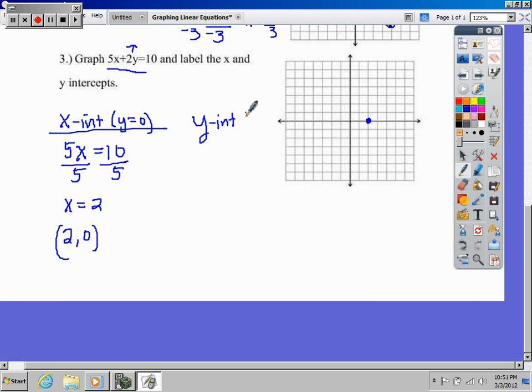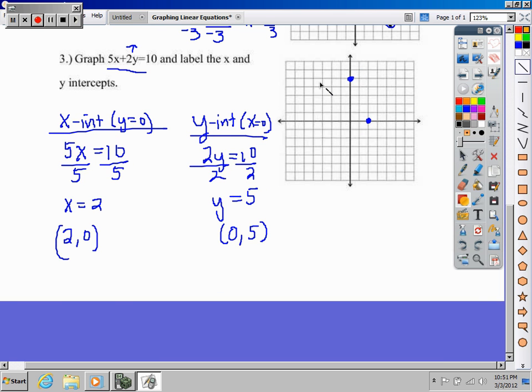So for the y-intercept, I set x equal to 0. So that would get me 2y is equal to 10, divided by 2, so y would have to equal 5. So it's (0, 5) would be my y-intercept. So I go up 1, 2, 3, 4, 5. Put a point. Now I take out my ruler and I connect the line, and there we go.